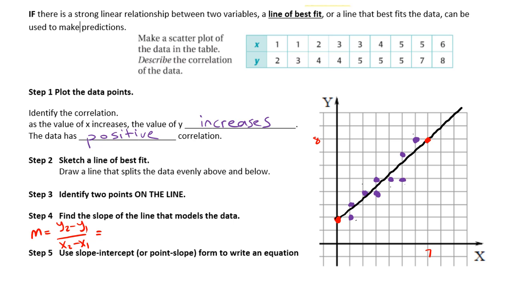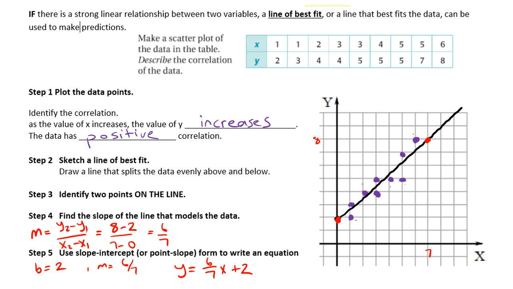That would be (7, 8): y2 minus y1, 8 minus 2, over x2 minus x1, 7 minus 0, and I have 6 over 7 as my slope. Use point-slope or slope-intercept form to write the equation. Since I know my b is equal to 2 and I know the slope is 6 over 7, I can write the equation y = 6/7x + 2.